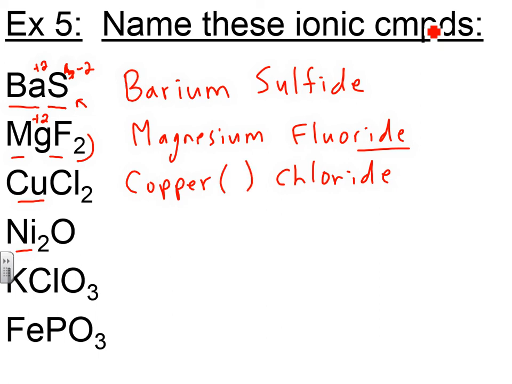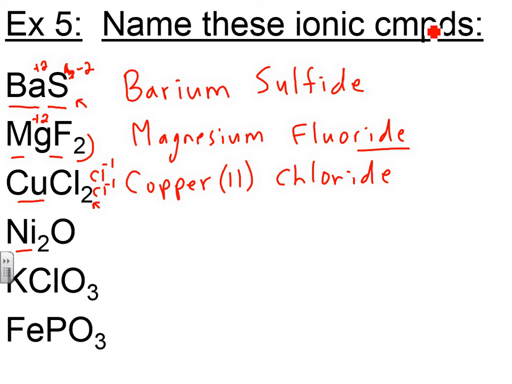Now the question is, what is the charge of copper? Again, we're balanced by 2 chlorines. We know that each chlorine has a -1 charge from the periodic table. So the copper must balance out these two -1 charges, which means copper has a +2 charge. So we put a 2 in the parentheses.